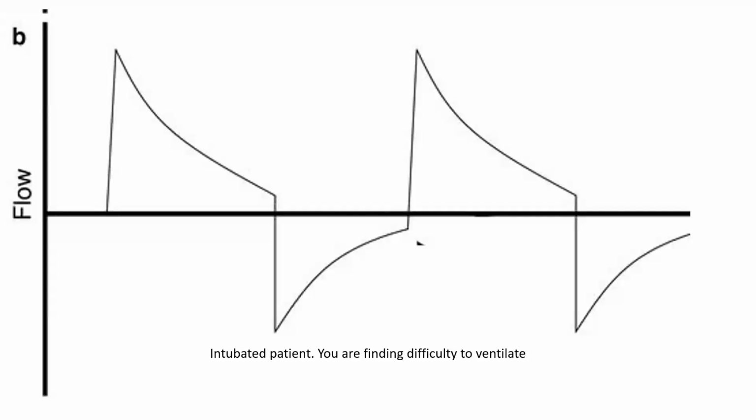It's difficult to deliver volume. Why so? There is volume getting delivered. No, this patient will have volume delivery. The patient, it will be difficult to trigger the ventilator. It causes a difficulty in patient triggering.